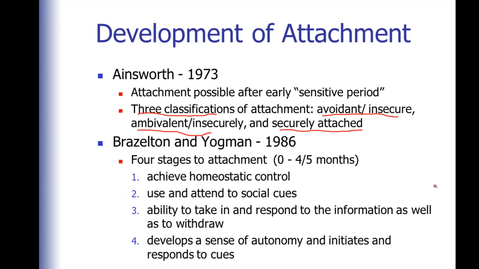Then Brazelton and Youngman in '86 talked about these 4 stages of attachment that kids have to pass through to be successful. The homeostatic control, then use and attend to social cues. One of the things they talk about with kids with autism is they can't read social cues. Interesting. Then the ability to take in and respond to information as well as to withdraw from it and develop a sense of autonomy, and initiates in response to those cues. And so they came up with that.